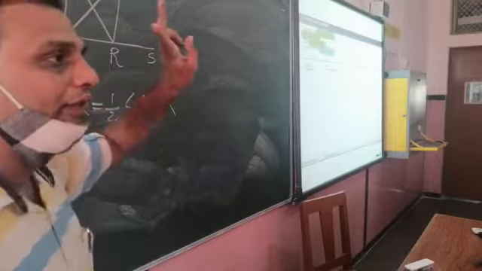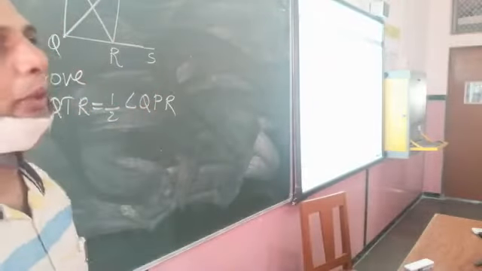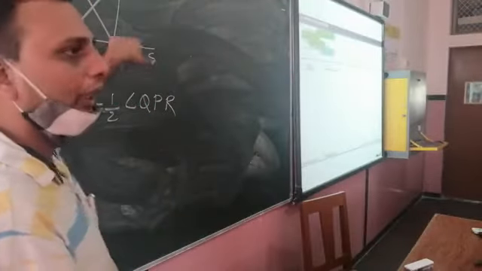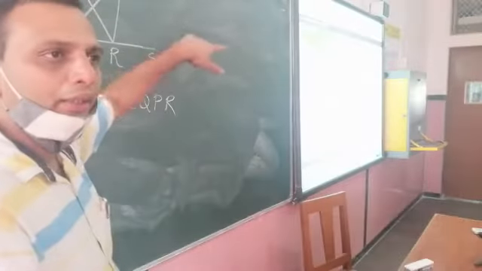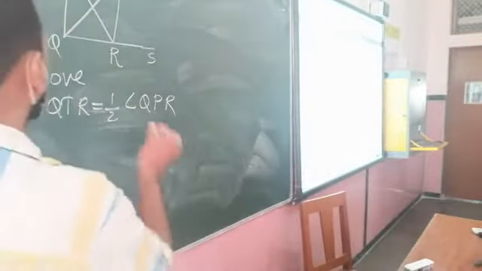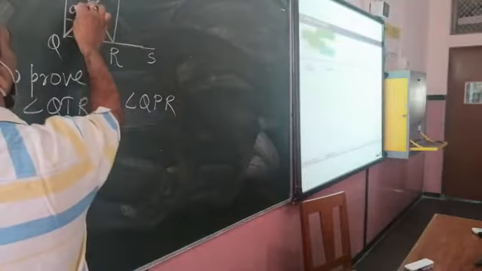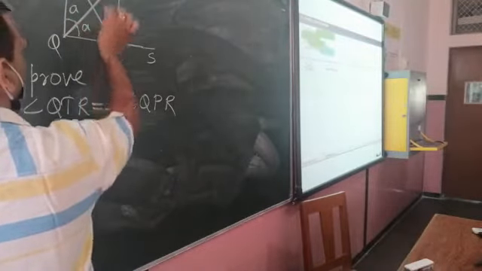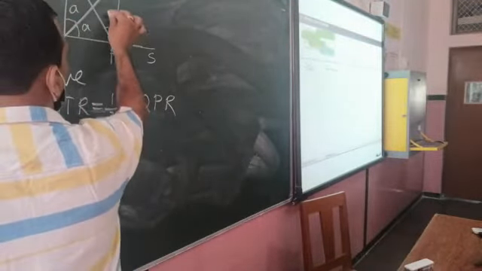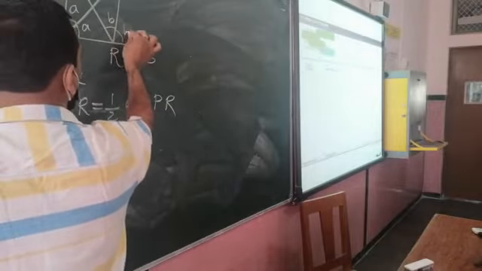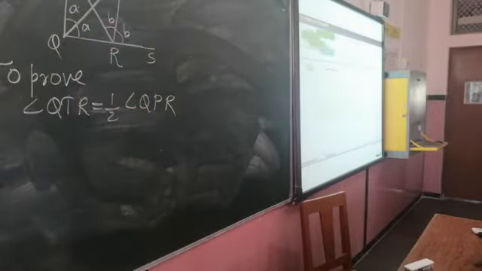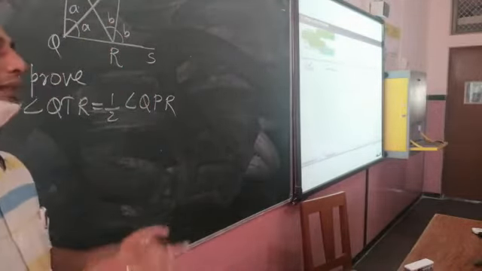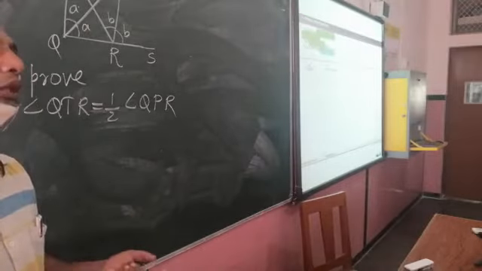PRS. That means angle R is divided into how many equal parts? Two equal parts. Which are the two equal parts? PRT, PRS. Understood? Yes. So I am marking here A, here B. Why is it A, A? Because both are equal. The bisector means we divide the angle into two equal parts.